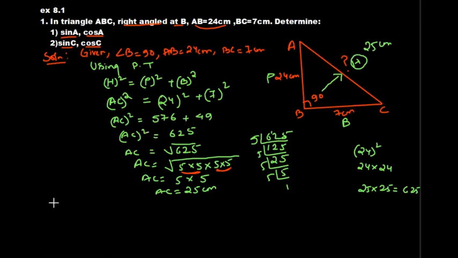So what was the demand of the question? Number one, it was sine A, sine C. So first let us find out sine A. Sine A is, first we need to write down the formula. So the formula is P by H. This is the ratio, perpendicular by hypotenuse.